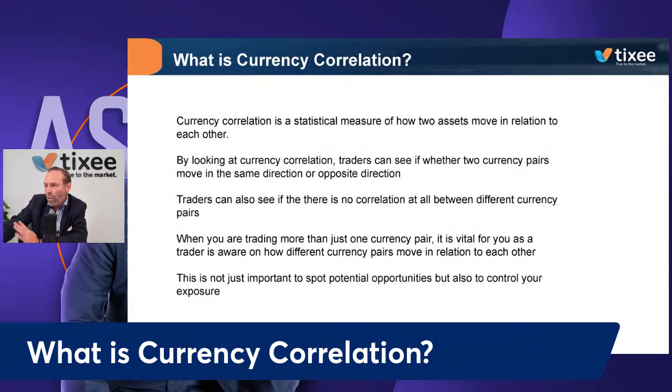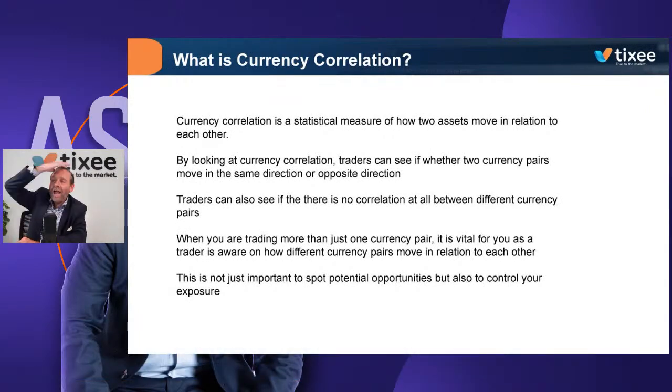So first off, what is currency correlation? Currency correlation is a statistic measure of how two assets move in relation with each other. By looking at a currency correlation, traders can see whether two currency pairs move in the same direction or the opposite direction. Traders can also see if there is no correlation at all between all different currency pairs. So they can see if there is a positive correlation or a negative correlation or no correlation at all.